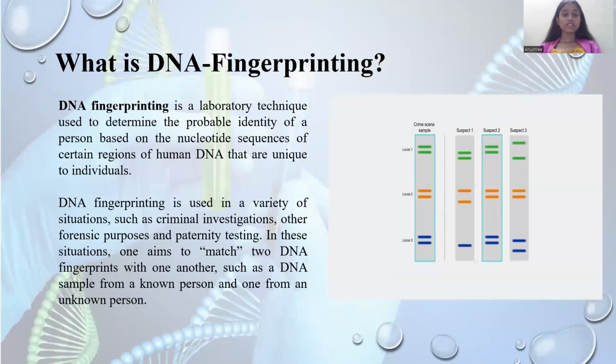DNA fingerprinting is the laboratory technique used to determine the probable identity of a person based on nucleotide sequences of certain regions of human DNA that are unique to individuals. It is used in a variety of situations such as criminal investigations, other forensic purposes, and paternity testing. In these situations, one aims to match two DNA fingerprints with one another, such as a DNA sample from the known person and one from the unknown person.